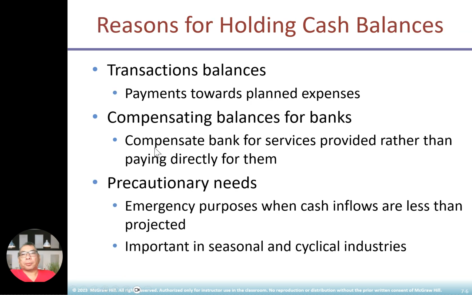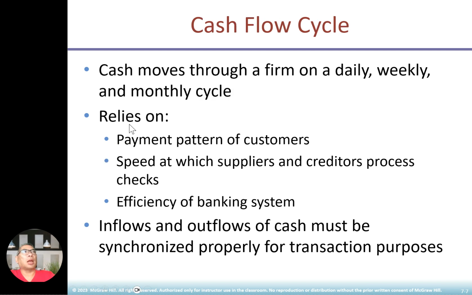In terms of transaction balances, payments toward planned expenses must be forecasted accurately. Compensating balances compensate the bank for services provided rather than paying them directly. There are also precautionary needs, for emergency purposes when cash inflows are less than projected. This is important in seasonal and cyclical industries. That's also very clear. This is usually the function of the treasury department in the company.